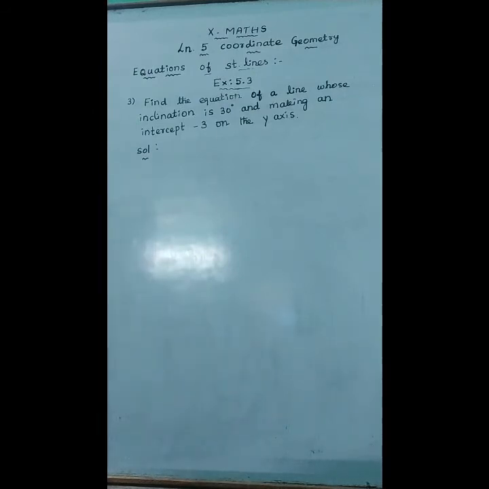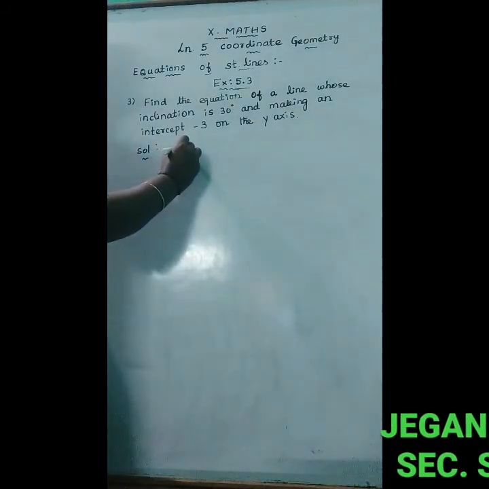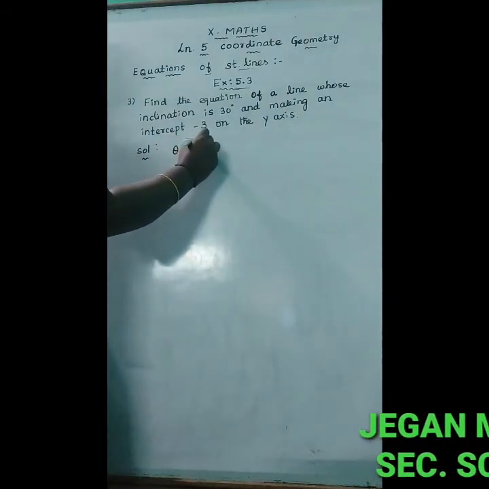In the third sum, find the equation of a line whose inclination is 30 degrees and making an intercept minus 3 on the y-axis. So we find the equation of the straight line. Here theta and y-intercept are given. So given theta is equal to 30 degrees.